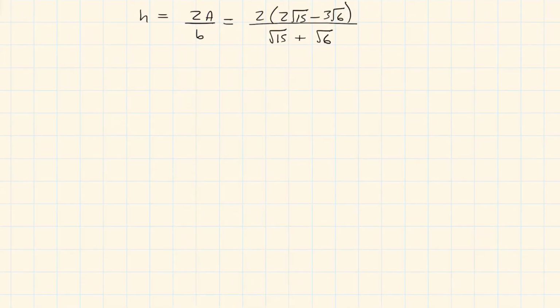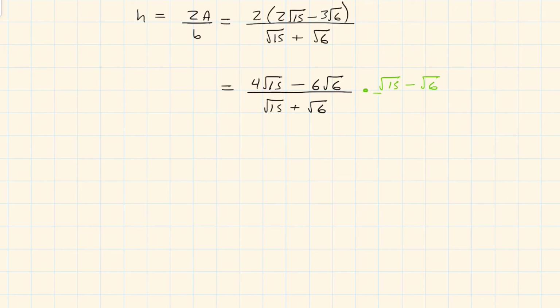First thing I'm going to do though is multiply the 2 through the brackets. So 2 times 2 root 15 is 4 root 15, minus 2 times 3 root 6 is 6 root 6, over root 15 plus root 6. And now we'll rationalize the denominator by multiplying top and bottom by root 15 minus root 6.